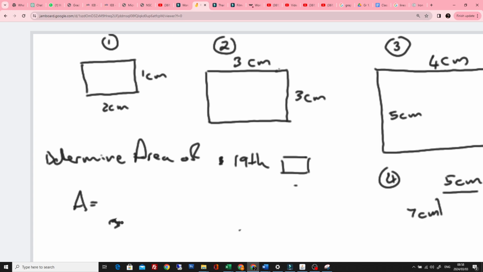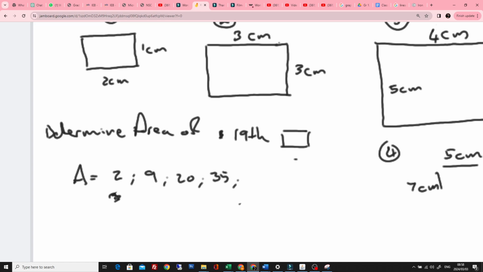So I can just say, okay, that's length times breadth. This would be just 2. This one would be 9. This one would be 20. The next one would be 35. And I can go on like that and actually determine all of them if I wanted to.